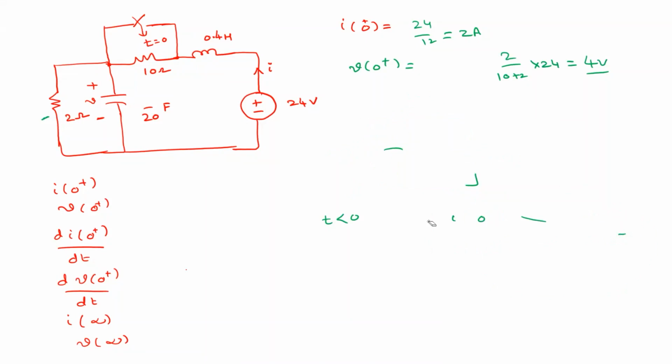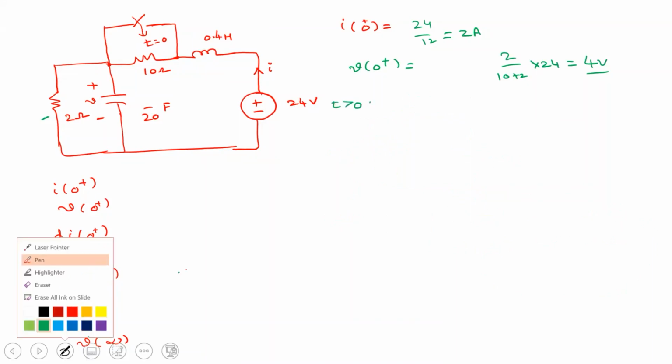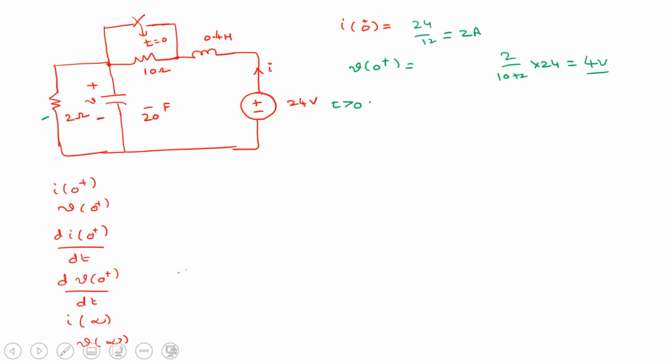Yes, sir. Right. So now we'll come to t greater than 0. This circuit will be modified now, right? So how exactly is the circuit modified? So now this is short circuit, right? That means no longer is this 10 ohm resistor there. The 10 ohm resistor is bypassed, right? Is this correct, my statement?